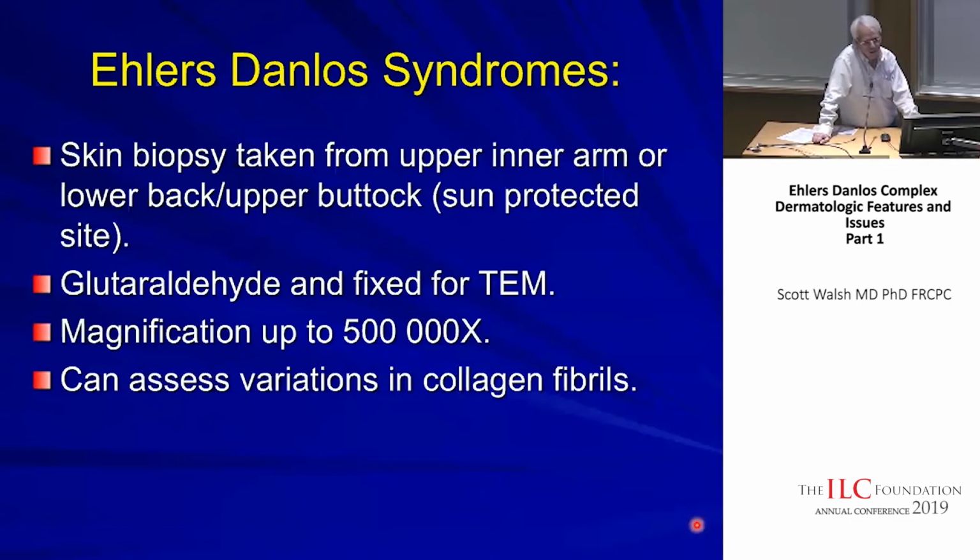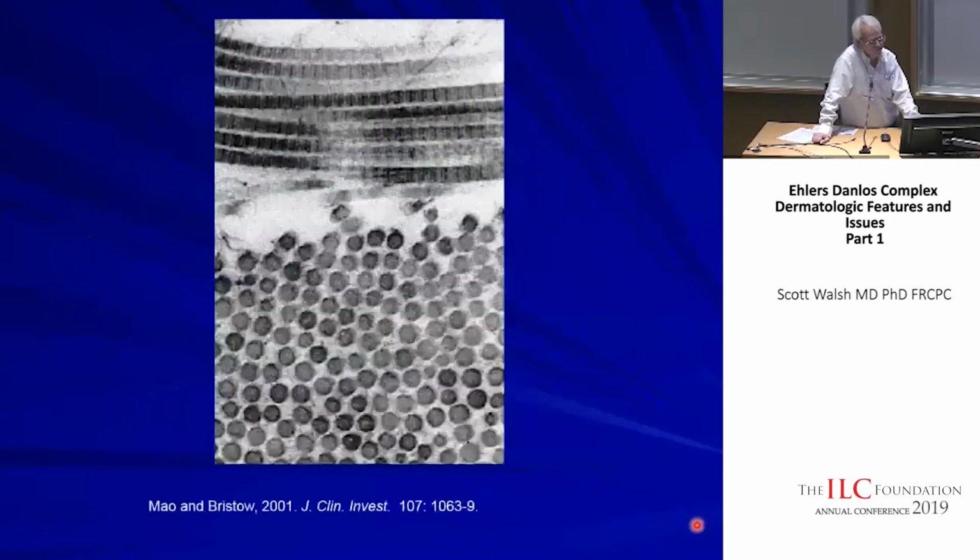And you can see variations in collagen fibrils. So this is a patient who doesn't have Ehlers-Danlos or an inherited disorder of connective tissue. So at the top, you're seeing longitudinal sections of collagen. That's what collagen looks like. It's got that regular periodicity, those little bands. And in cross-section, you can see they're pretty much all the same size, same distance apart.